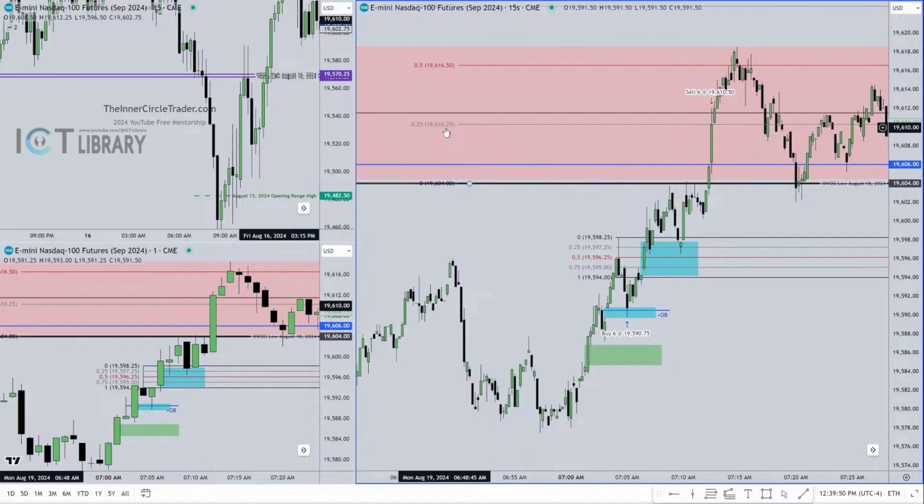19,610.25. To get that price, you have to book what? One tick above it. Bam. Look real close right here. You'll see the little arrow where I'll get out at. Bam, right there. That's the logic, folks.